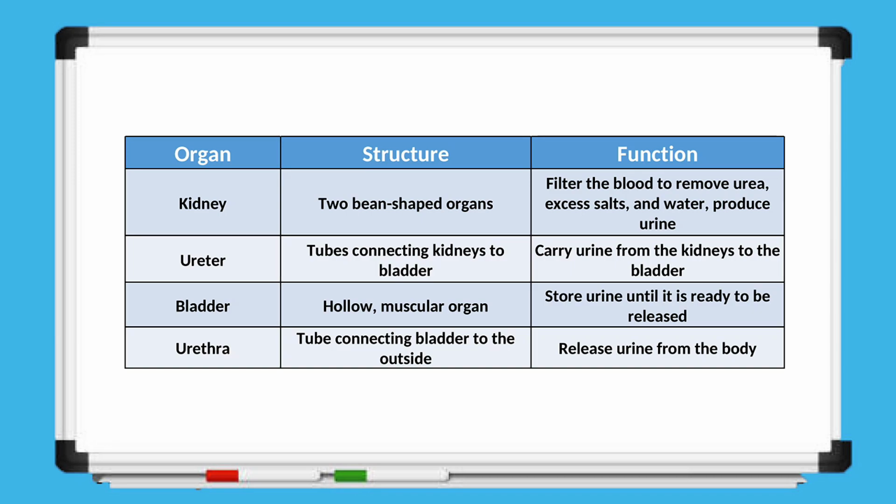The bladder is a hollow, muscular organ that stores urine until the body is ready to release it. Finally, the urethra is the tube that connects the bladder to the outside of the body. It allows urine to be expelled from the body during urination.